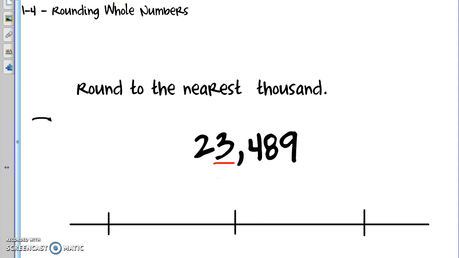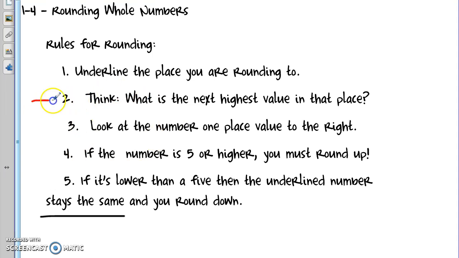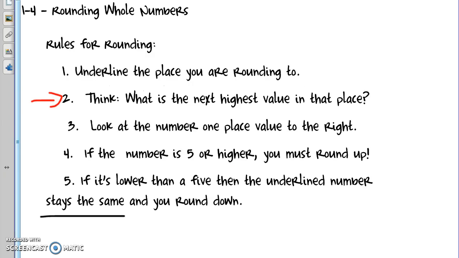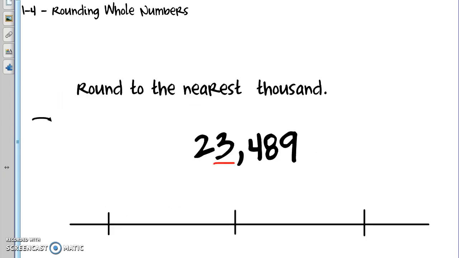Next step, think, what is the next highest value in that place? We could use the number line to help. What is the next highest value in that place? Well, this is 23,000. If we were counting from here, what's the next highest thing? It would be 24,000. You could also put 25,000.